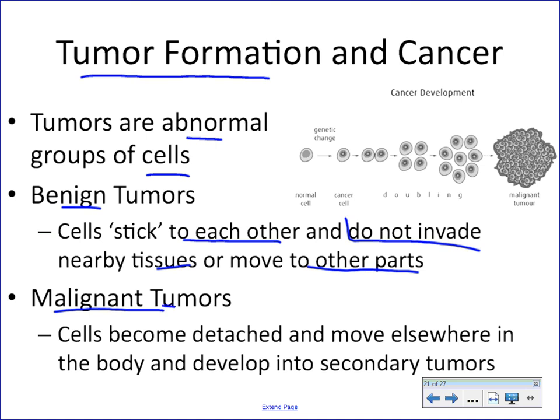Whereas malignant tumors are tumors that are going to invade surrounding tissues, affect function of those organs, and can even become detached and move elsewhere in the body. And when they move elsewhere in the body, they can develop into secondary tumors.